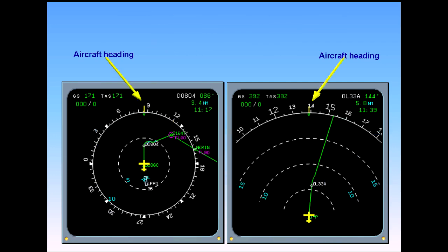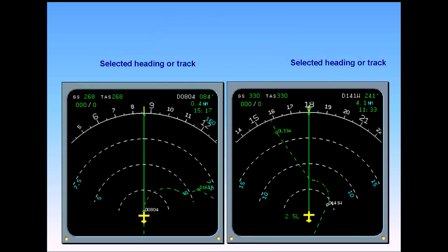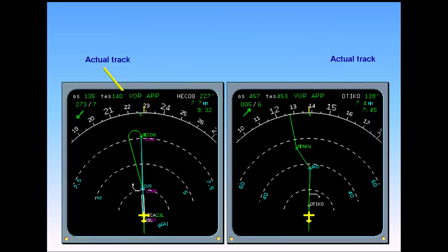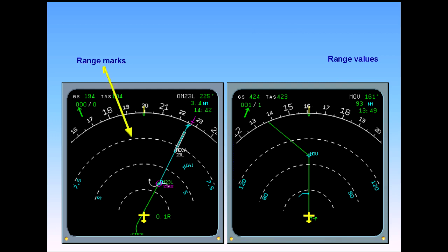Aircraft magnetic heading is given by a fixed yellow lubber line against the moving compass rose. Selected heading or track is shown by a blue triangle or blue numbers if out of display range. This is similar to the PFD. Actual track is depicted by a green track diamond. Range marks are displayed by white dotted lines, while range values are depicted in blue.